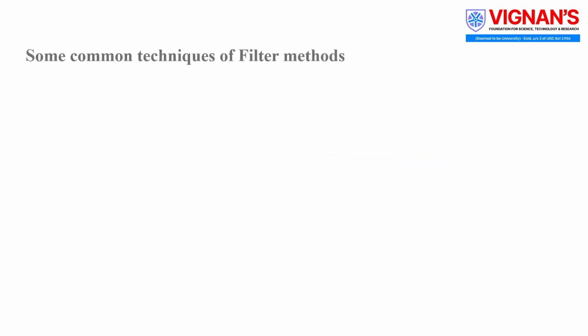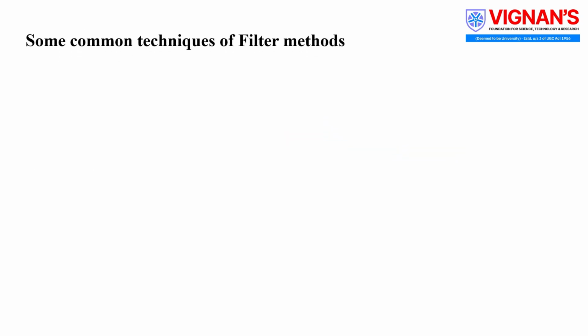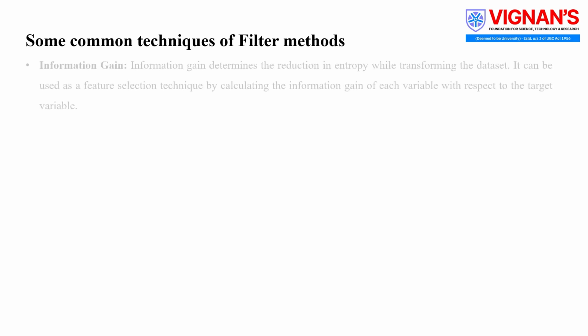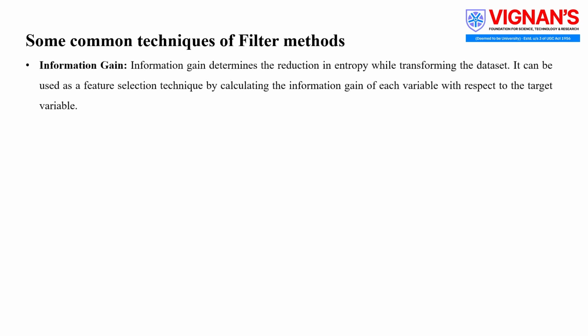Now let's look at some common techniques used in filter methods. First, we have information gain. Information gain measures how much entropy, or uncertainty, is reduced when we use a particular feature. To apply it, we calculate the information gain of each feature with respect to the target variable, and the features with the highest gain are selected.